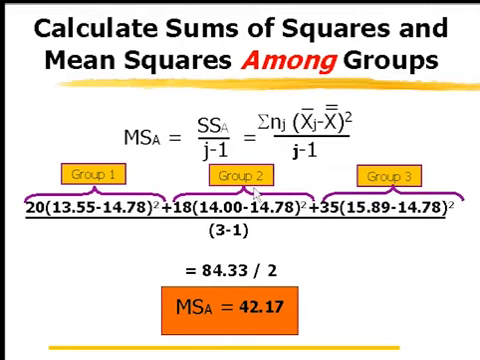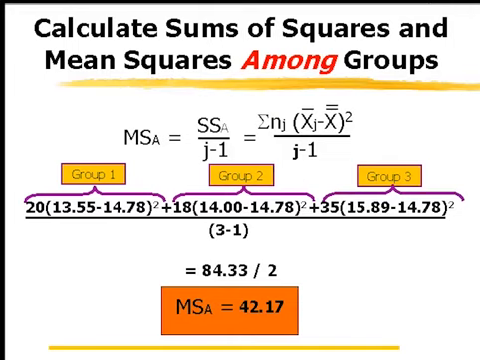Since there are 3 groups, in this instance it's 3 minus 1. So the mean squares among the groups is 84.33 divided by 2, which is 42.17. The next thing that we do is calculate the sums of squares within the groups.